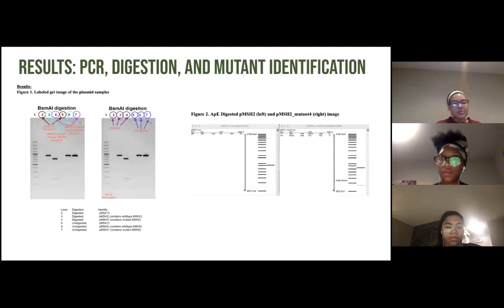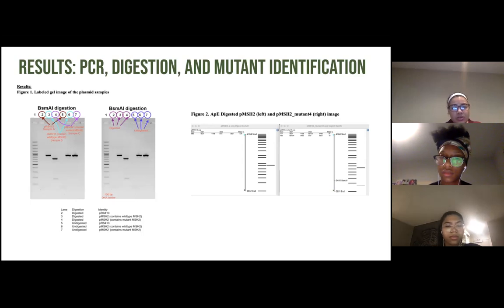The wild-type and mutant plasmid MSH2 samples were digested and cut using the restriction enzyme BsmAI in order to determine the number of fragments and sizes of the mutant and wild-type MSH2. It was found that sample A was the pRS413, sample B was the wild-type MSH2, and lastly, sample C was the mutant pMSH2. Sample A was the pRS413 because there was no PCR product amplified or digested.